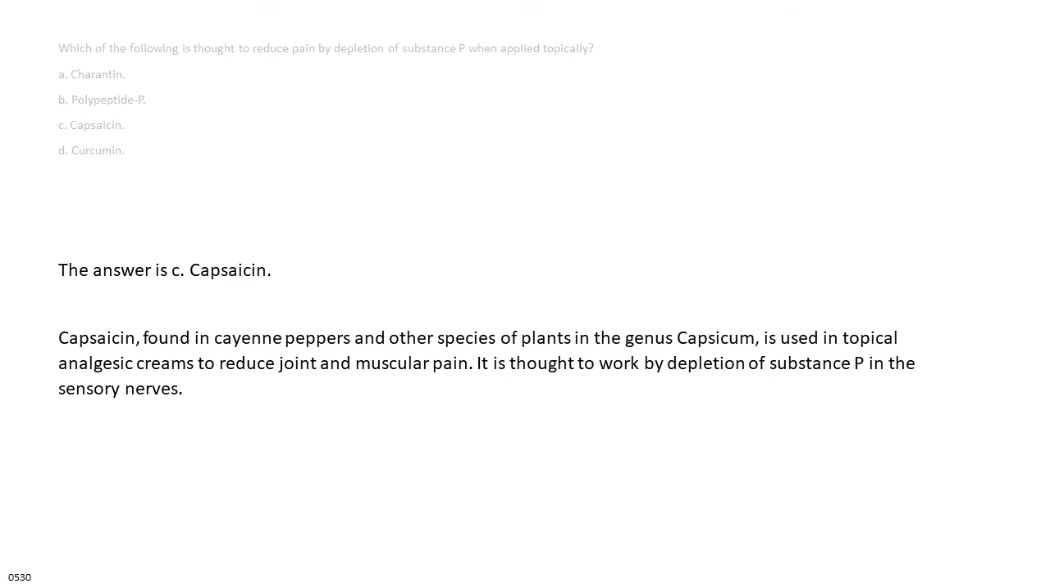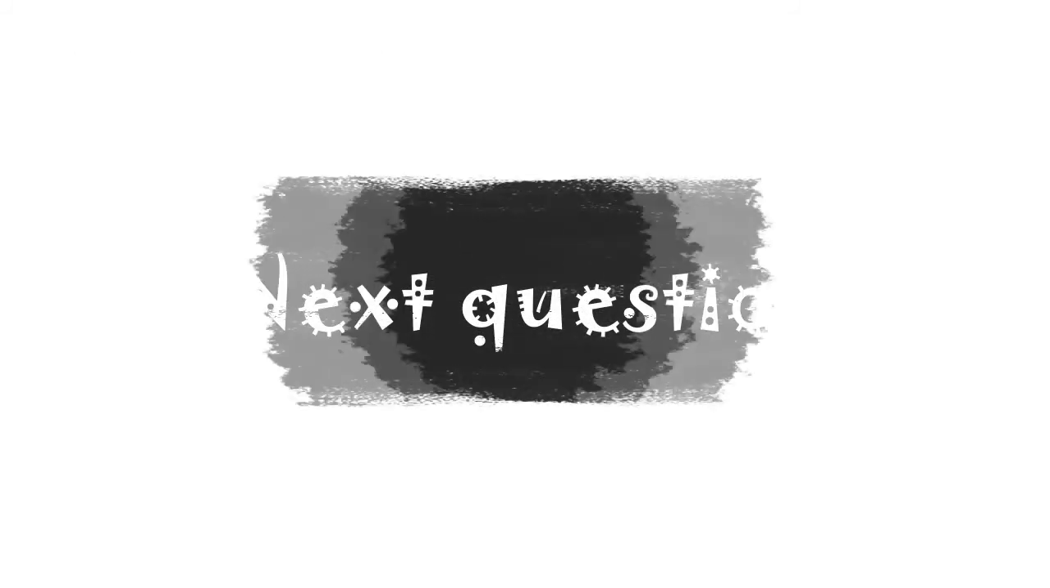Capsaicin, found in cayenne peppers and other species of plants in the genus Capsicum, is used in topical analgesic creams to reduce joint and muscular pain. It is thought to work by depletion of substance P in the sensory nerves.